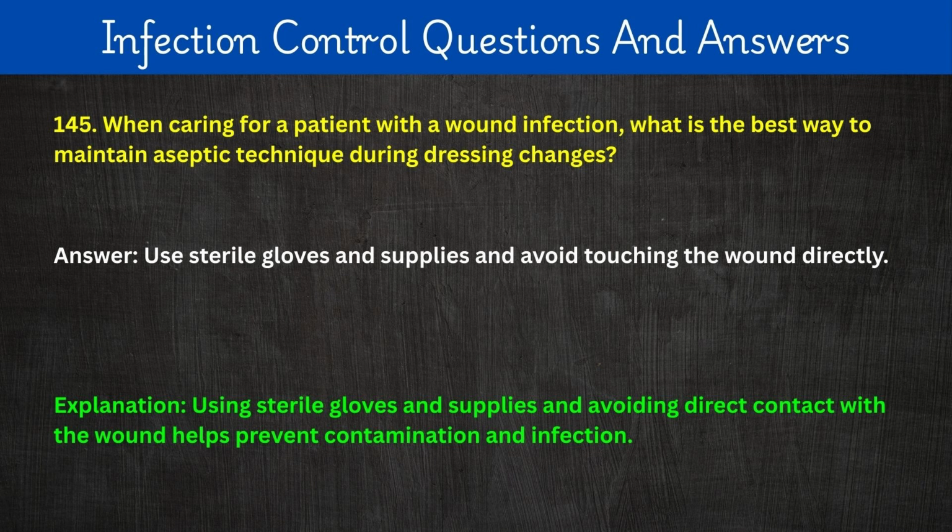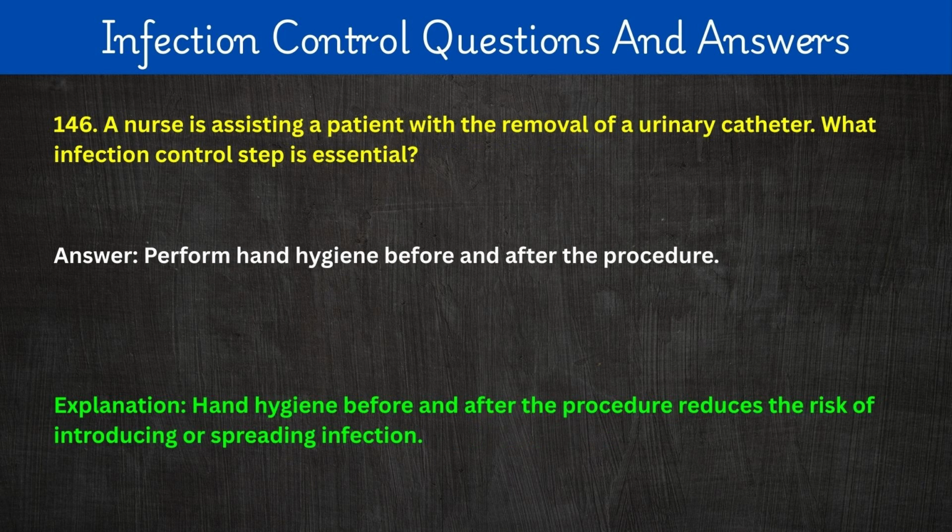145. When caring for a patient with a wound infection, what is the best way to maintain aseptic technique during dressing changes? Answer: use sterile gloves and supplies and avoid touching the wound directly. Explanation: using sterile gloves and supplies and avoiding direct contact with the wound helps prevent contamination and infection. 146. A nurse is assisting a patient with the removal of a urinary catheter. What infection control step is essential? Answer: perform hand hygiene before and after the procedure. Explanation: hand hygiene before and after the procedure reduces the risk of introducing or spreading infection.